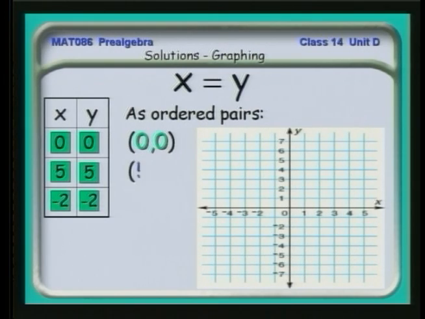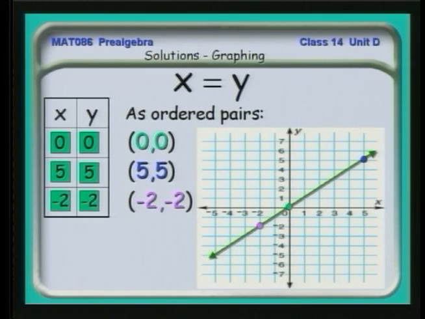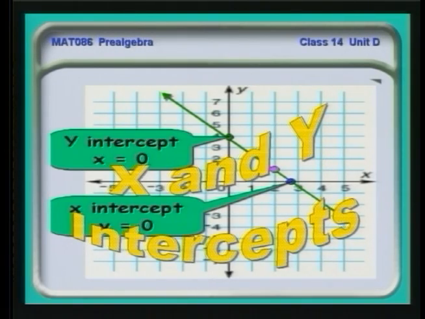We'll have the ordered pairs 0, 0, 5, 5, and minus 2, minus 2. Let's plot that. There's 0, 0, there's 5, 5, and here's minus 2, minus 2. And this gives us a line which is exactly 45 degrees. It cuts quadrants 1 and 3 right in half. We've talked about x equals 0 and y equals 0 being particularly easy solutions to get. In fact, they even have special names.